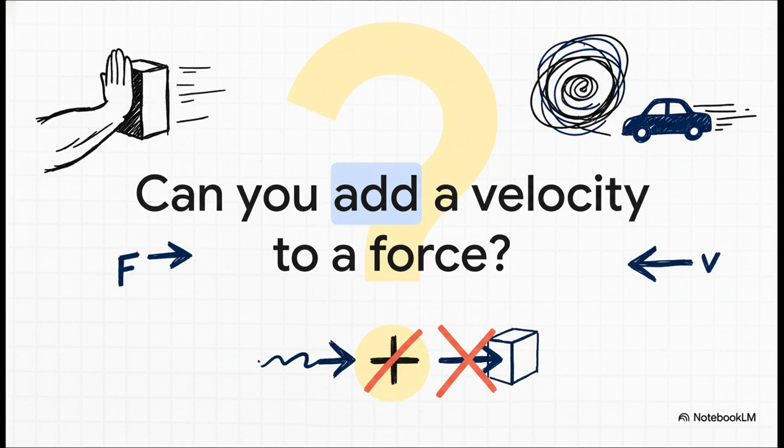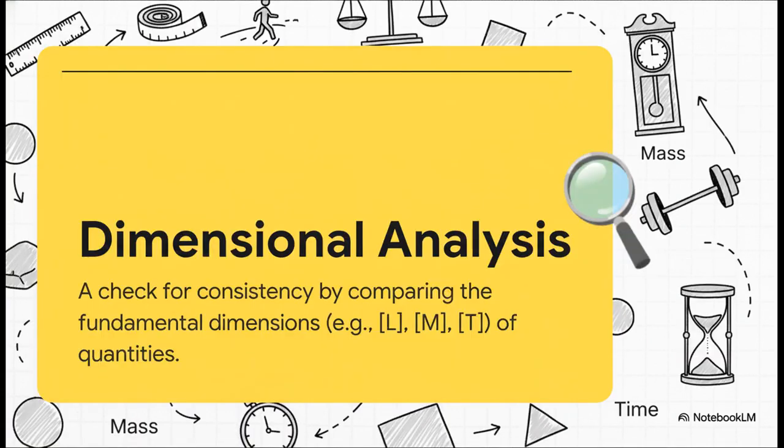And there's actually a formal way to prove that it's nonsense. This amazing technique is called dimensional analysis. It's basically the process of ignoring all the numbers in an equation and looking only at the fundamental types of quantities involved. Things we call dimensions, like length, mass, and time. Every single thing you can measure can be broken down into these basic ingredients. Let's see how this works.